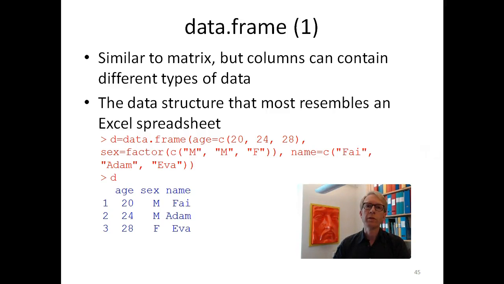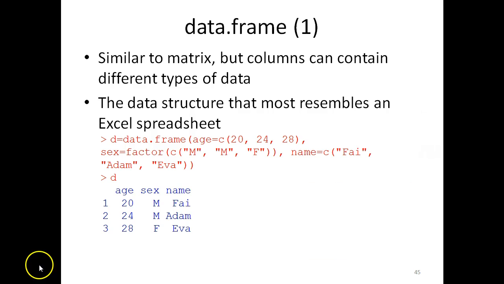The data frame is sort of like a matrix, but it differs by being able to contain different sorts of data on different data modes. Each column can actually contain a different sort of data, while the matrix necessarily needs to contain only one type of data. It's the data structure that most resembles an Excel spreadsheet, I would say, and at least in my research, it's the data structure that I used most for storing the entire data set.